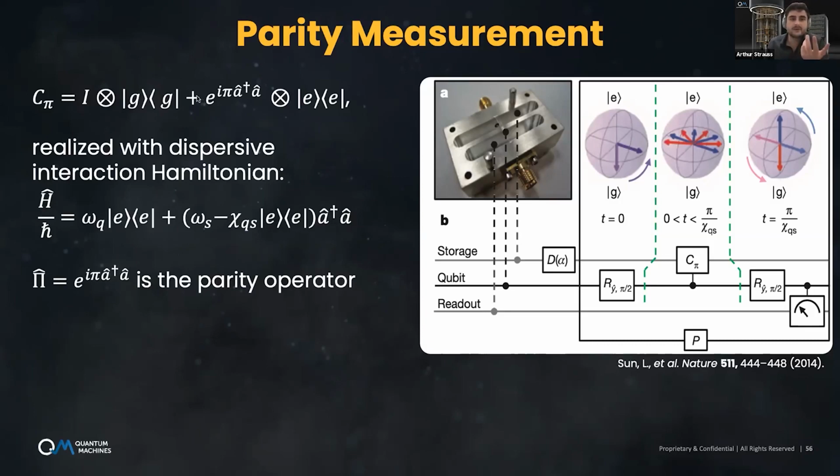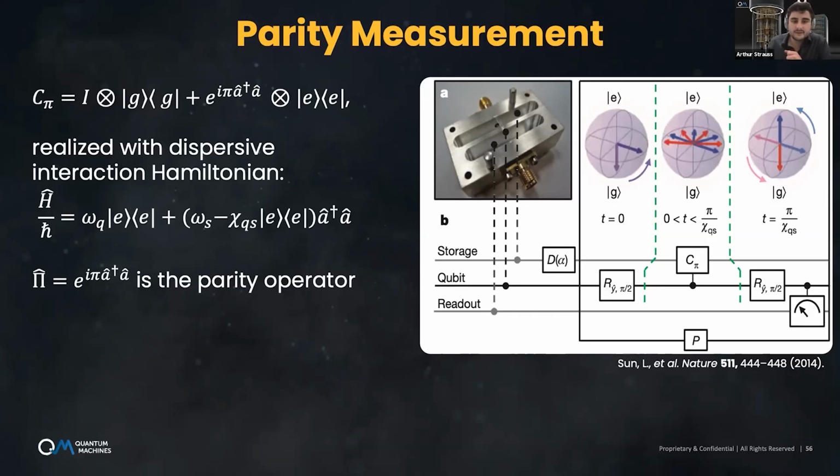And now what I would like to do is actually realize this controlled phase gate so that I can extract the parity, which is symbolized by this operation. You can convince yourself that this is actually the parity operator, which if you apply on an even state, like this, will yield a +1 value. And if I measure it onto an odd Fock state, it will yield a -1 value.